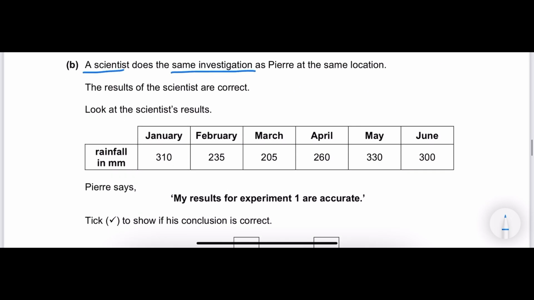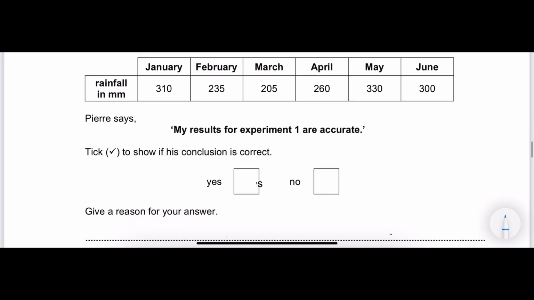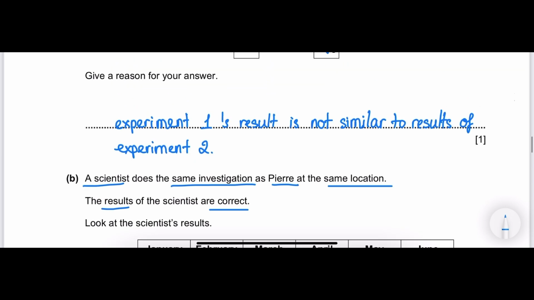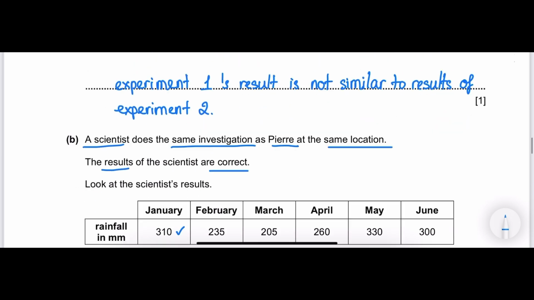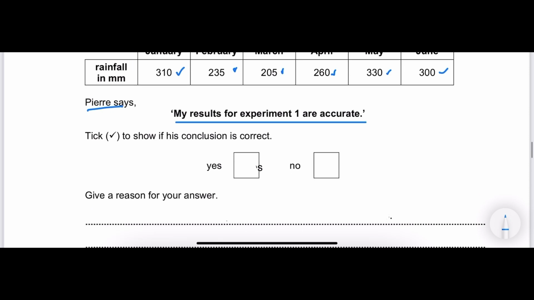B. A scientist does the same investigation as Pierre. Is Pierre's first experiment accurate? Yes. The results from experiment 1 closely match the scientist's data, meaning they are accurate because they reflect the true values.